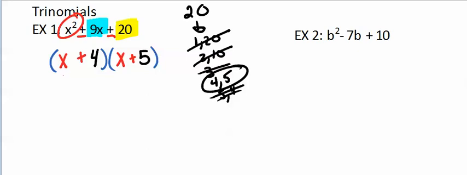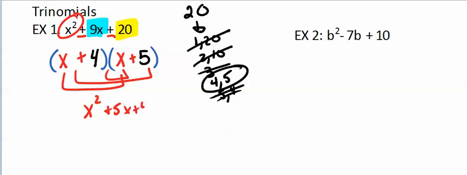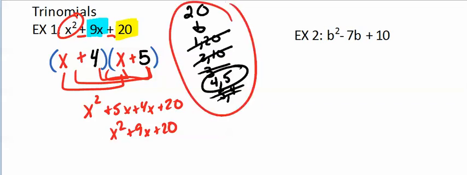Now, a way you can check this is if I FOIL it. You should get your original problem, which we do. Now, you obviously don't have to write out the list of factor pairs, but sometimes it's a nice visual to kind of think about what it is.